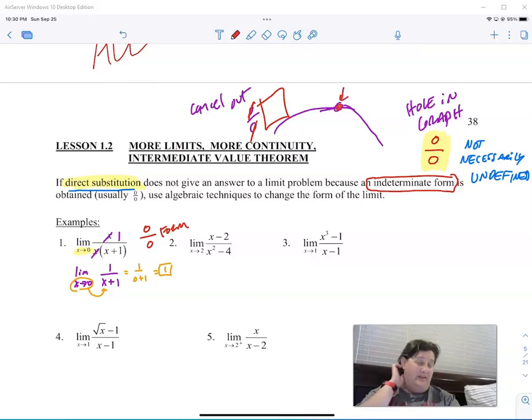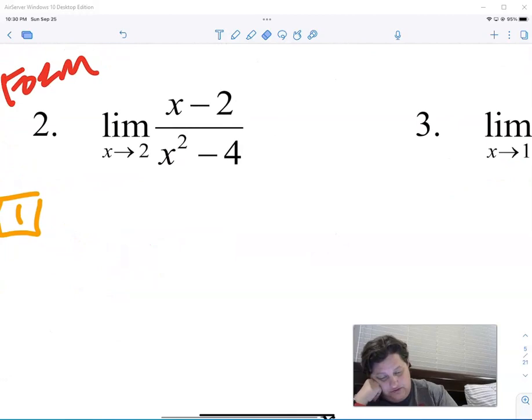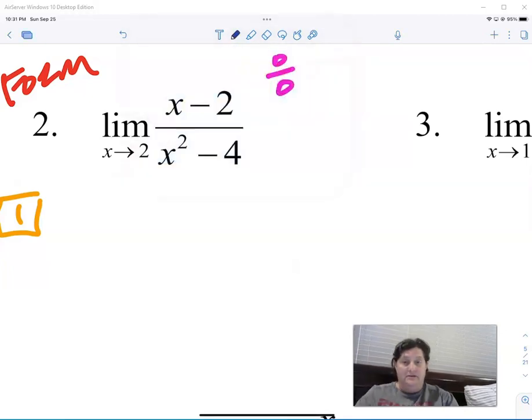So we're not actually filling the hole. We're just seeing how close it gets without looking at it. Okay? Okay, check this out. Step 1, I try to plug it in. If I plug in 2 and 2, I get 0 over 0. Okay, so I get 0 over 0. So I need to factor this.